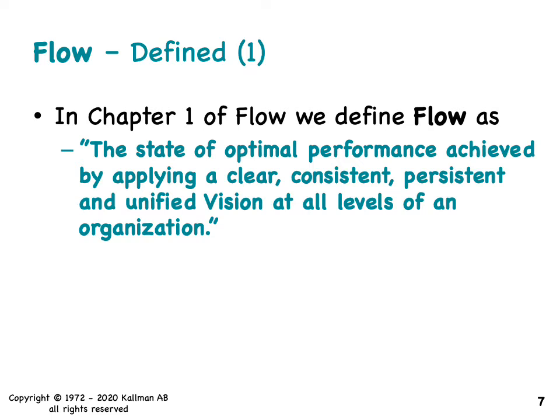In my book Flow, in Chapter 1, I defined Flow as the state of optimal performance achieved by applying a clear, consistent, persistent, and unified vision at all levels of an organization. On the next slide, you're going to see that we simplified that. As with all visions and definitions, this is continually evolving and transforming into a more concise and better definition as we move along.